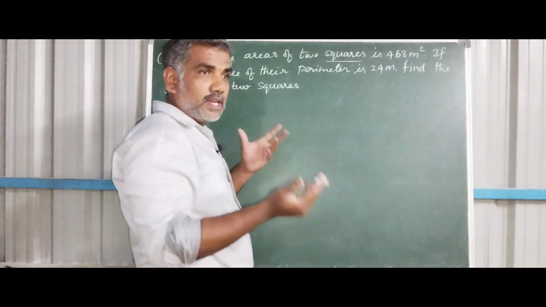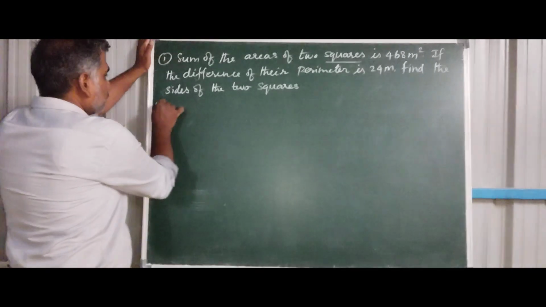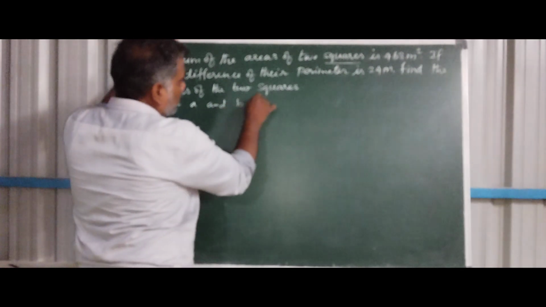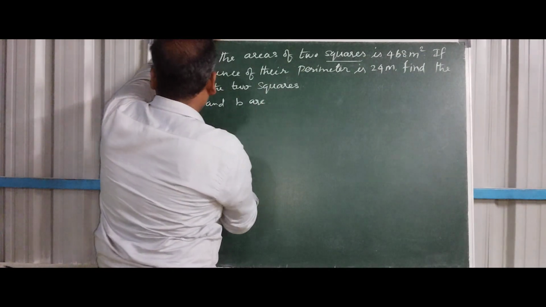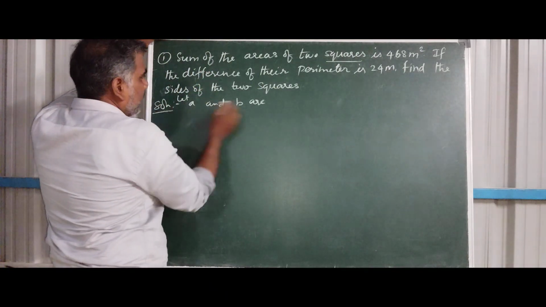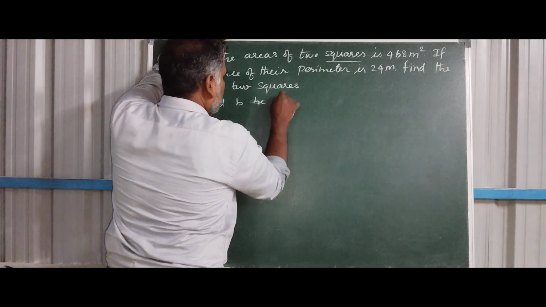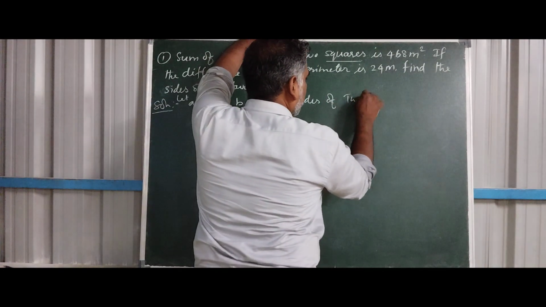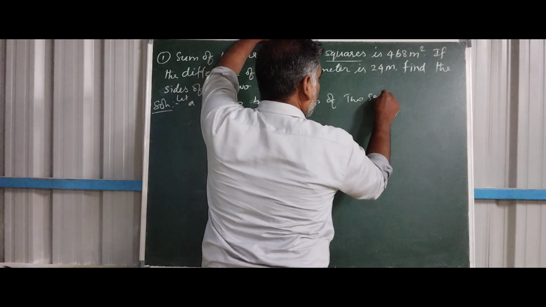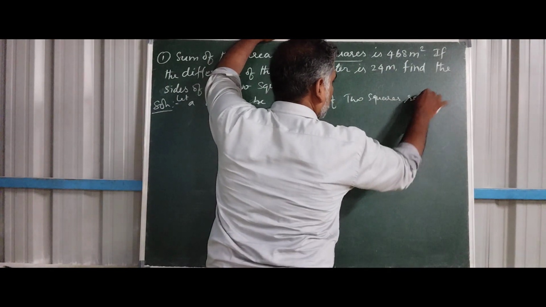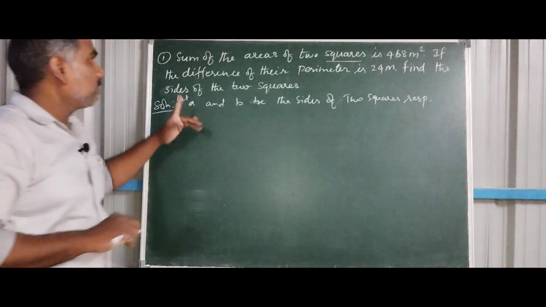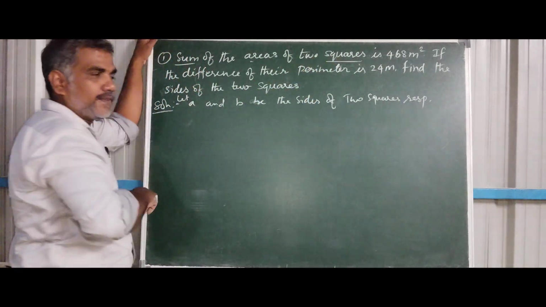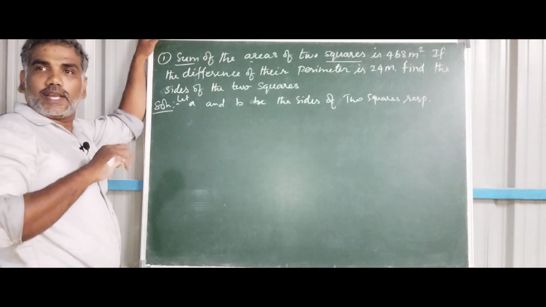So two squares. Let A and B be the sides of the two squares respectively. Therefore, the sum of the areas of the two squares. What is the area of a square? Side square. Okay, clear? Side square.